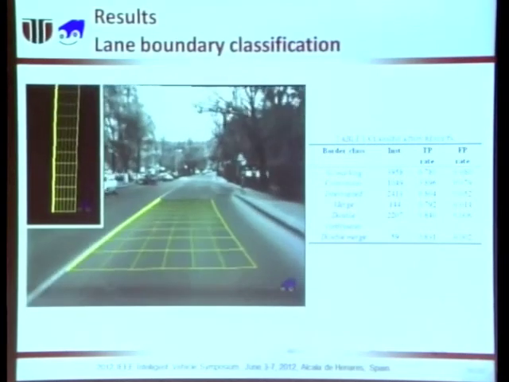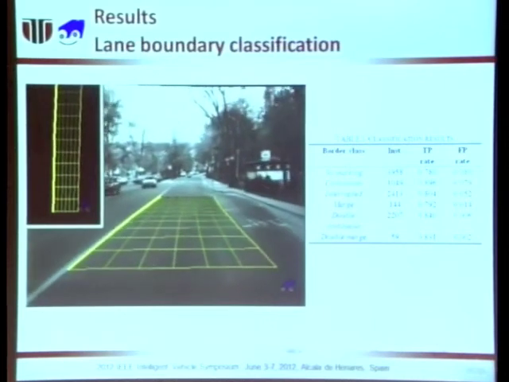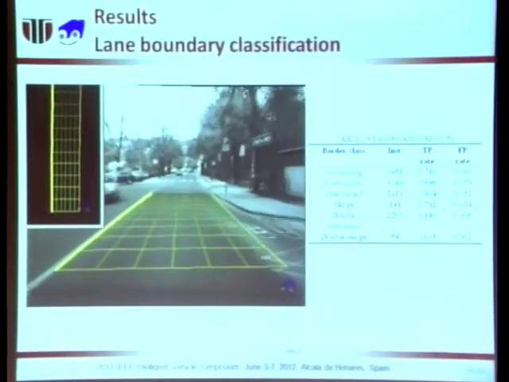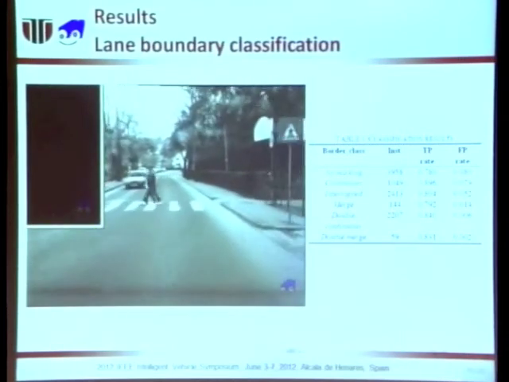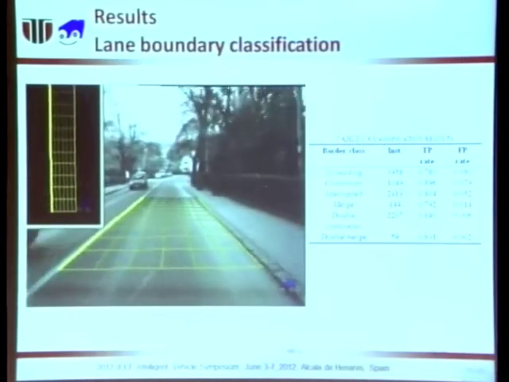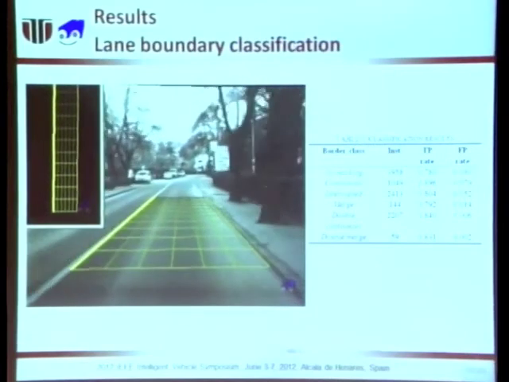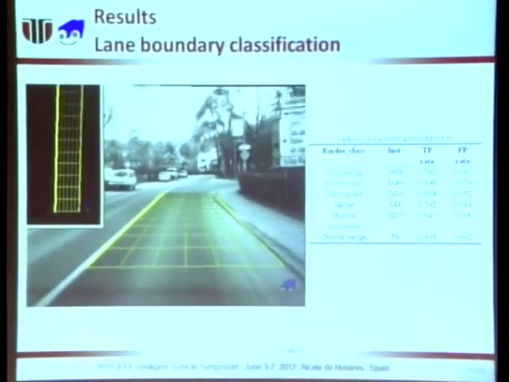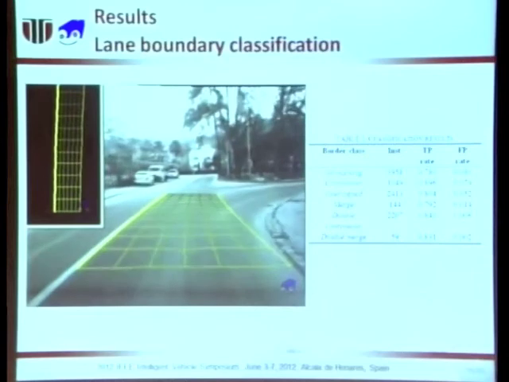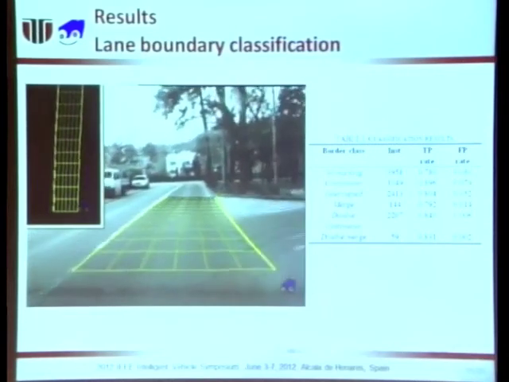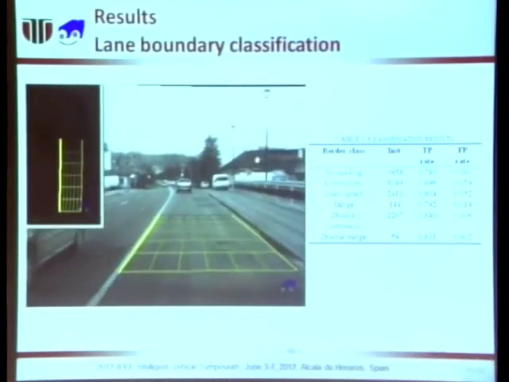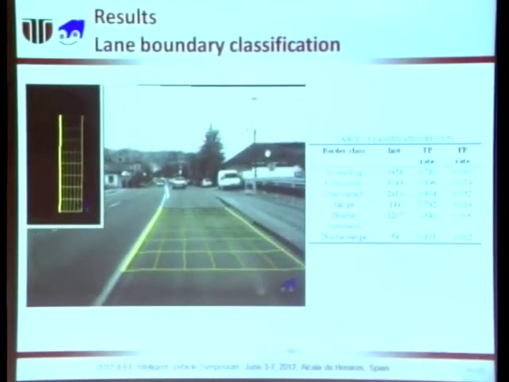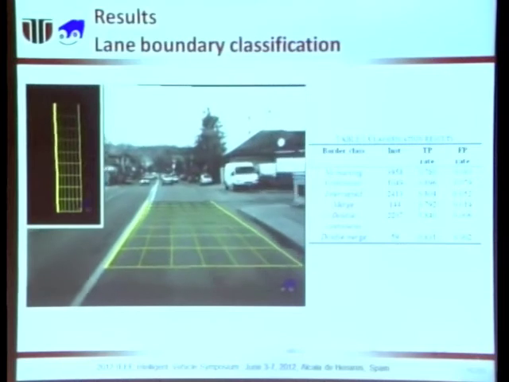On the right, we see the table with the experimental results. We can see that the true positive rate is high, not as high as we would have expected. This is mainly because of the worn out markings. But the positive thing is that the false positive rate is very low. So we can trust this algorithm. It's a very reliable approach.